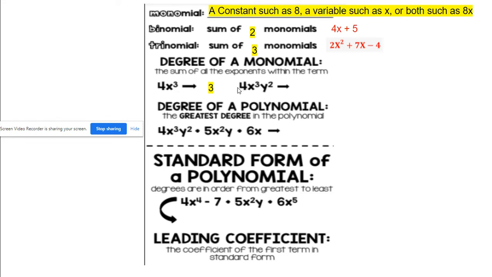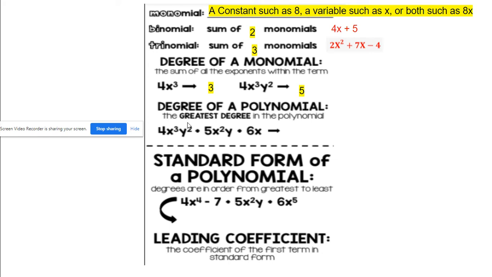In this example here, I have another monomial, but I have two variables, x and y, each with their own exponent. So I have 4x to the third, y to the second. My exponents are 3 and 2. The sum means I'm going to add the exponent 3 plus the exponent 2, and this term will have a degree of 5.